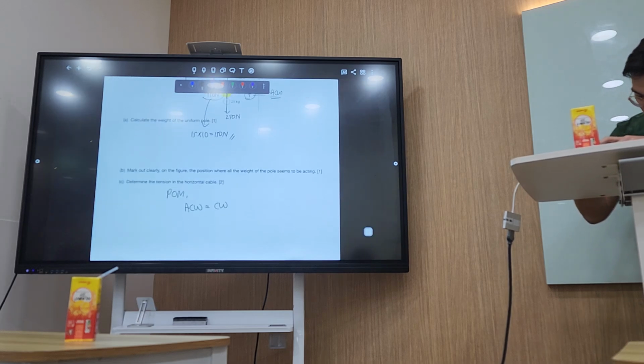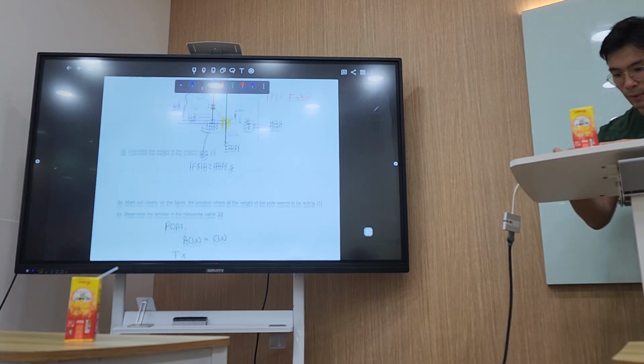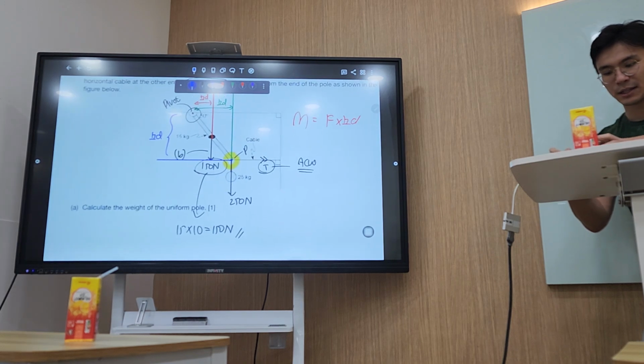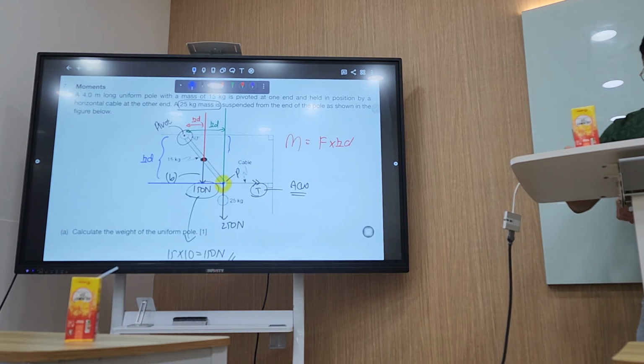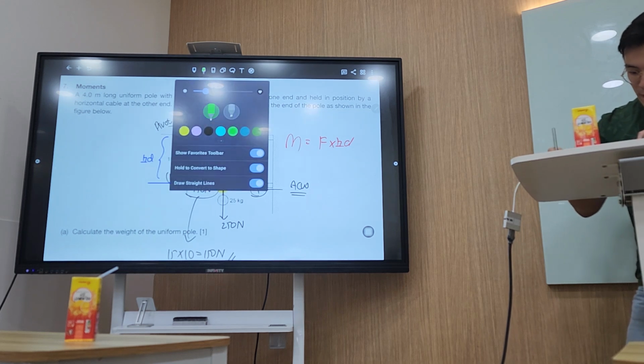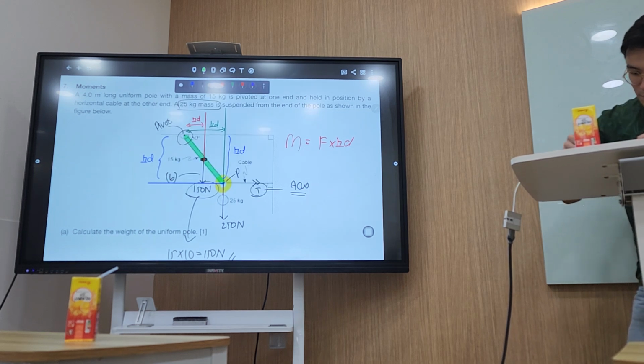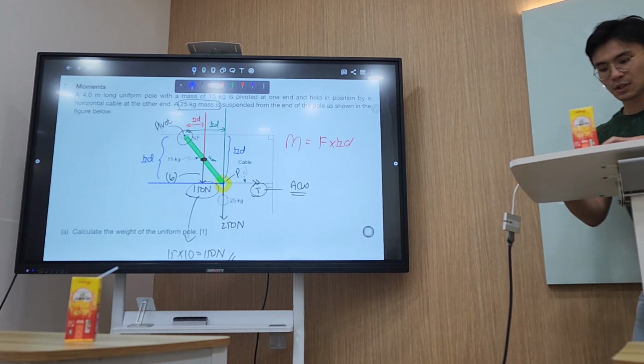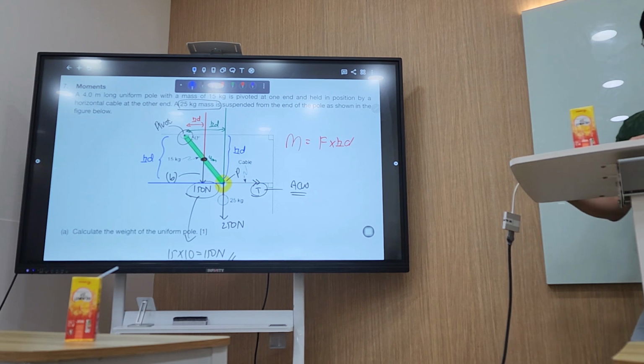So let's calculate it. I have the tension force. What's my blue color perpendicular distance, guys? It is the same as this one. Sine 50 equals to opposite over hypotenuse, and your hypotenuse, which I will highlight green, is 4 meters. So what's the blue perpendicular distance? Sine 50 times 4. Correct, 4 sine 50.